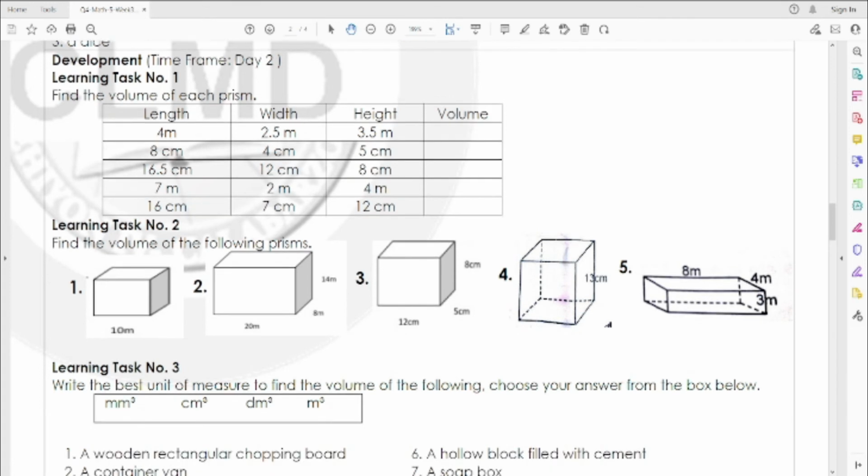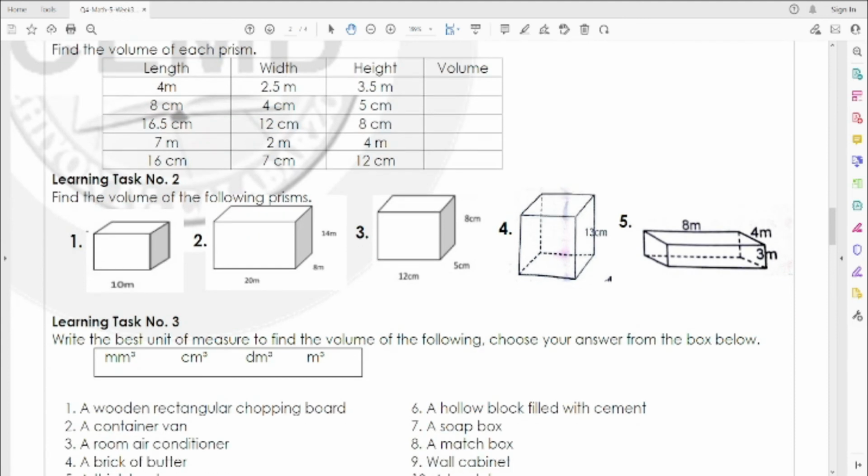And now, learning task number 2. Find the volume of the following prism. Number 1 is a square rectangular prism. Number 2 is also a rectangular prism. Number 3, a rectangular prism. Number 4 is a cube. And number 5, a rectangular prism. So what are you going to do if the given is a rectangular prism, and if the given is a cube?